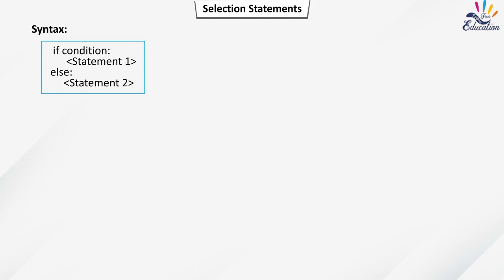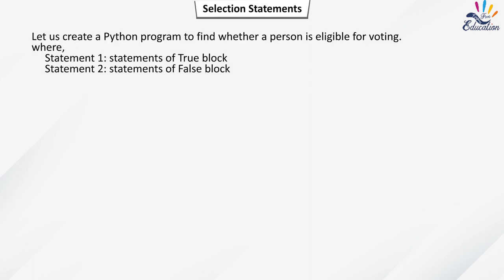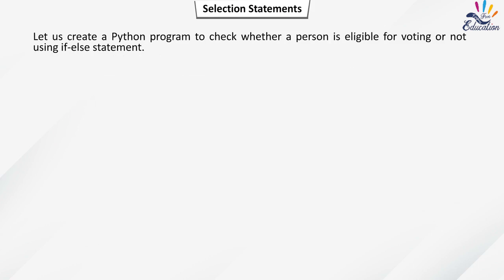Syntax: if condition, statement 1, else, statement 2, where statement 1 is the statements of true block and statement 2 is the statements of false block. Let us create a Python program to check whether a person is eligible for voting or not using if-else statement.